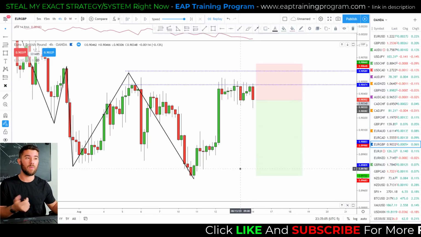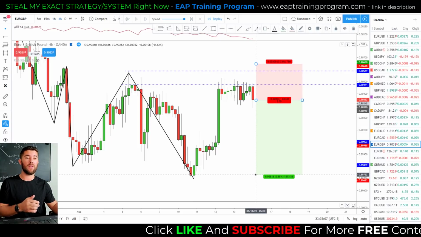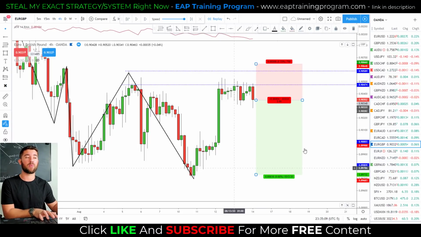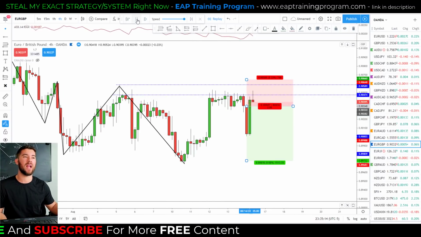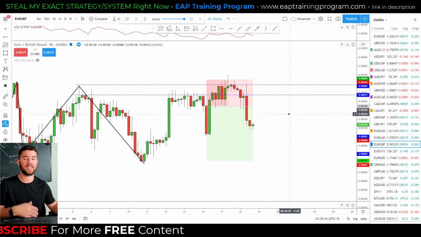But here, we would have about a 2-to-1 reward to risk if we put our targets back down at the previous lower low of structure. So if I hit play, we'll see what happens here. In this case, guess what, guys?